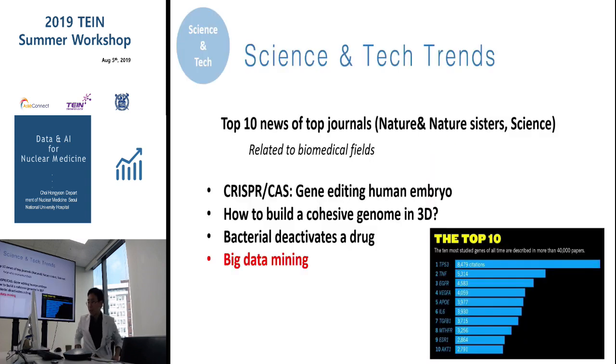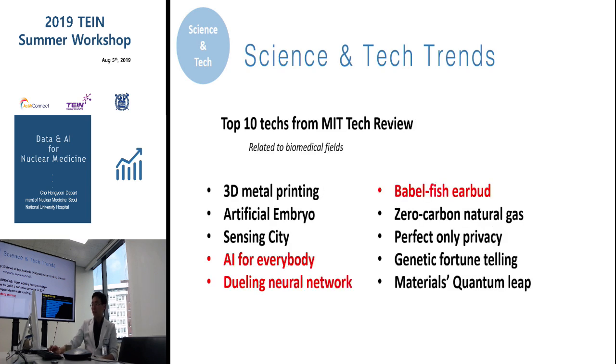So many science and technology trends are related to big data and AI. This is the top 10 news of the top journals, Nature and Nature sister journals, in science last year. One of the biggest news in Nature and Science was the CRISPR-Cas9 system last year. And around the third and fourth biggest news was big data mining.